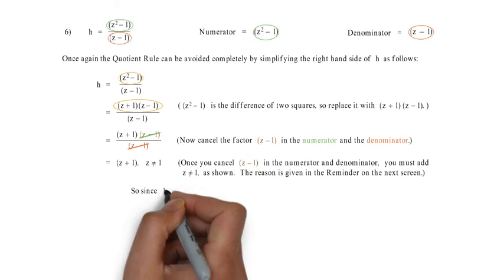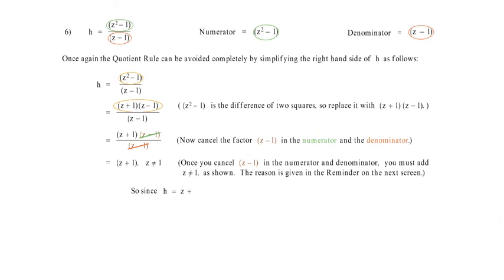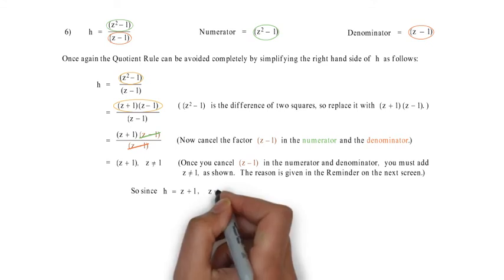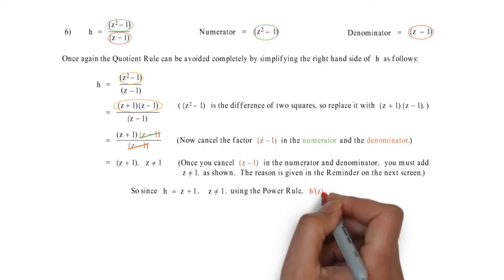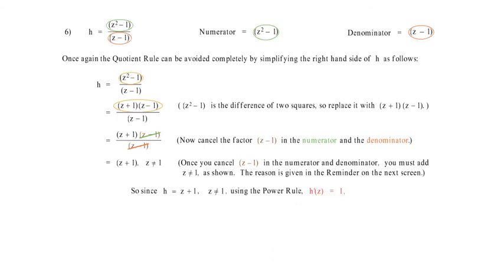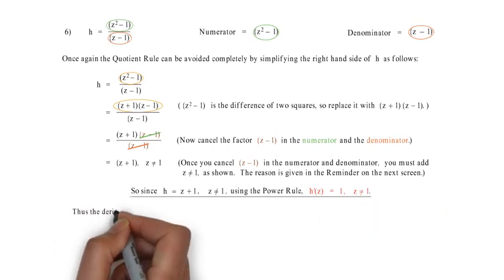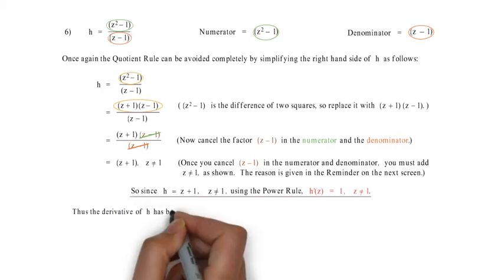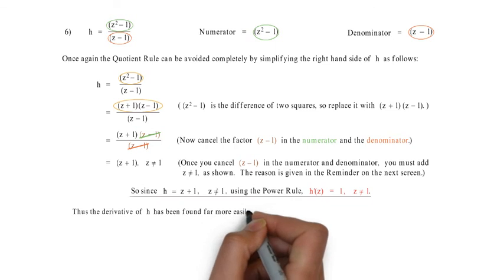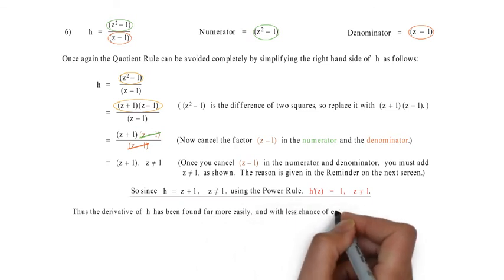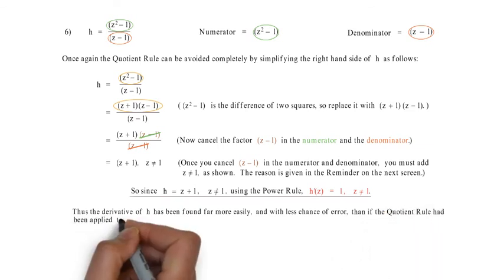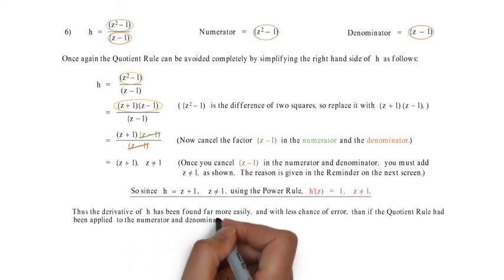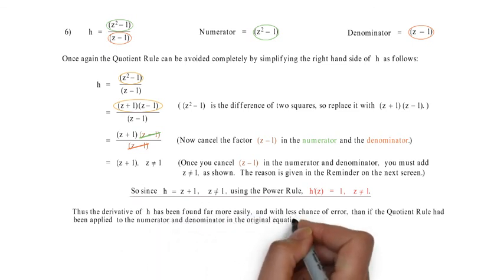So since h equals z plus 1, z not equal to 1, using the power rule, h dash z equals 1, z not equal to 1. Thus the derivative of h has been found far more easily and with less chance of error than if the quotient rule had been applied to the numerator and denominator in the original equation.